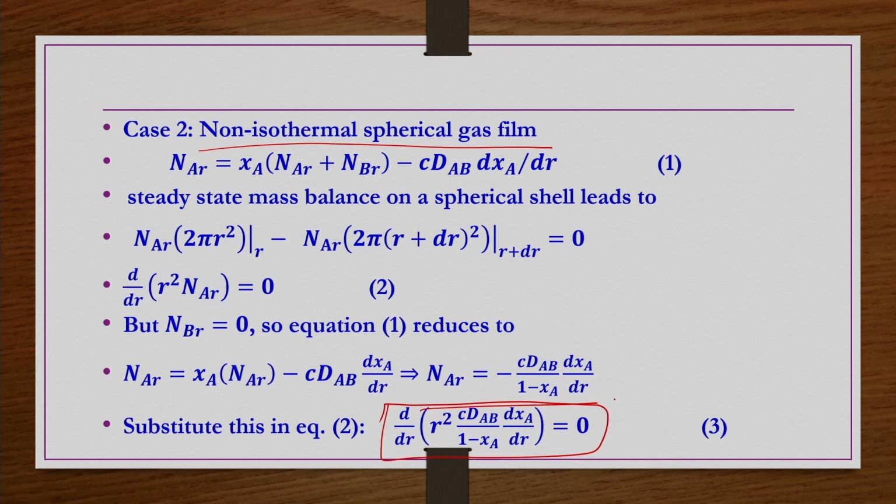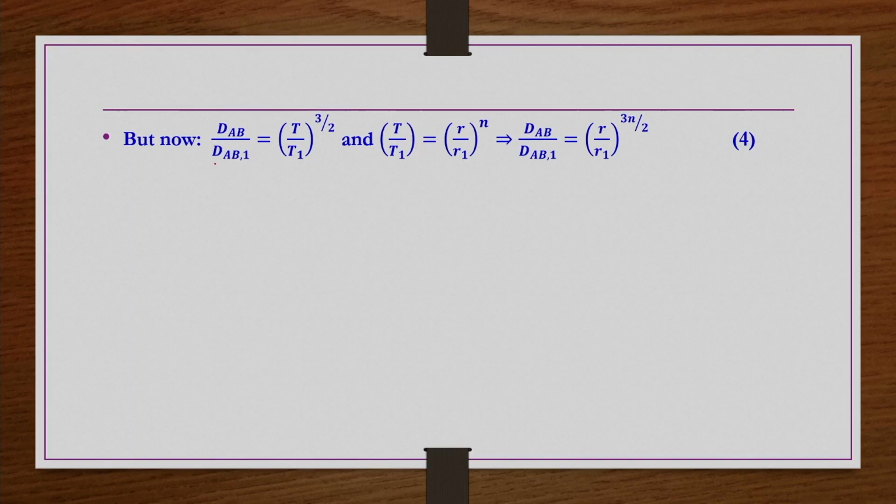Now this equation you have to solve for non-isothermal conditions. Till now the non-isothermality has not been brought into the picture. There is no term which requires us to consider this non-isothermality here. So till this point the solution is the same as case 1. From here it will change. Now this relation is given: dAB by dAB comma 1 is nothing but (T by T1) to the power 3 by 2, and this T by T1 is given by (R by R1) to the power n. So now what we can write is dAB divided by dAB comma 1 is equal to (R by R1) whole power 3n by 2.